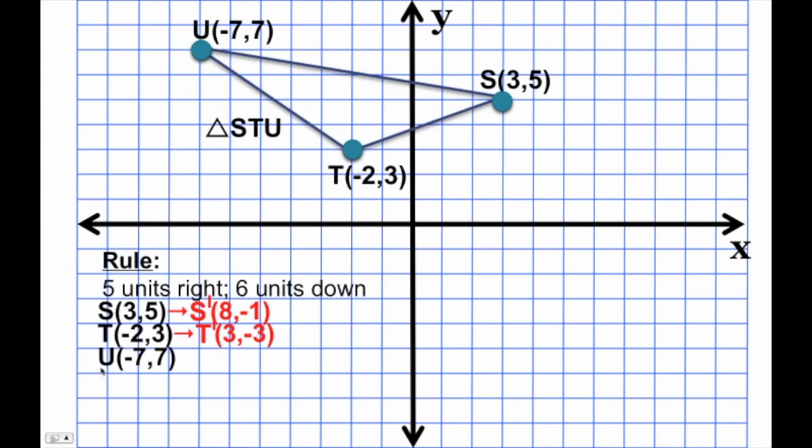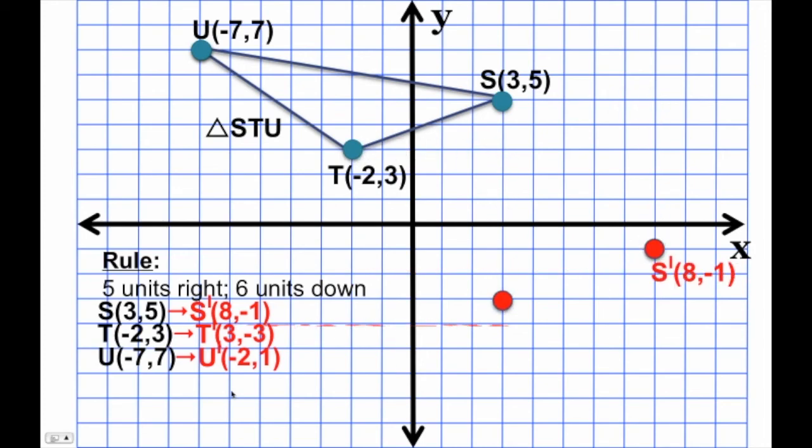And our last letter is U, and we just have to translate U. Again, we're going 5 to the right and 6 down, so U is going to become U prime at negative 7 plus 5, positive 7 minus 6. Our x coordinate, negative 7, we're adding 5 to it because we're going 5 to the right. And our y coordinate, 7, we're subtracting 6 from it because we're going 6 units down. And that's going to give us U prime at negative 2, 1.